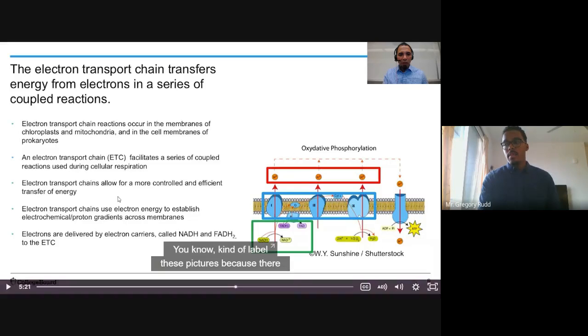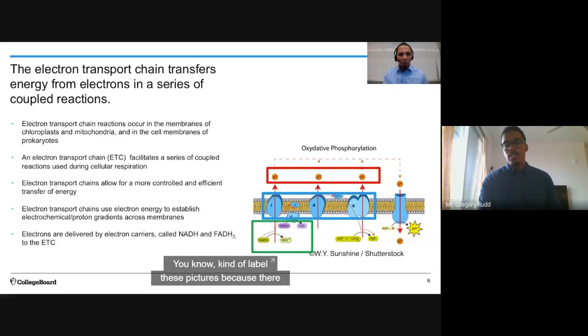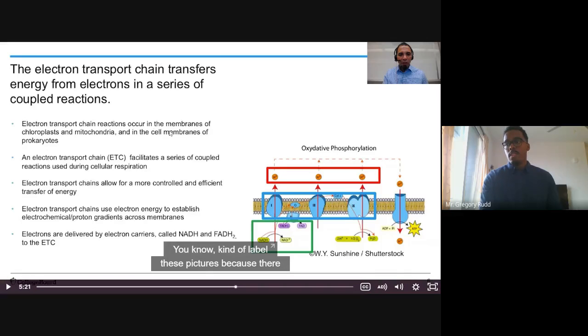In this case, the membrane, in a eukaryote, would be the membrane of a chloroplast or a mitochondria. But prokaryotes don't have chloroplasts or mitochondria because those are membrane-bound organelles. So this process of electron transport takes place inside of their cell membranes, but it's always going to happen in a membrane. That's good to know.